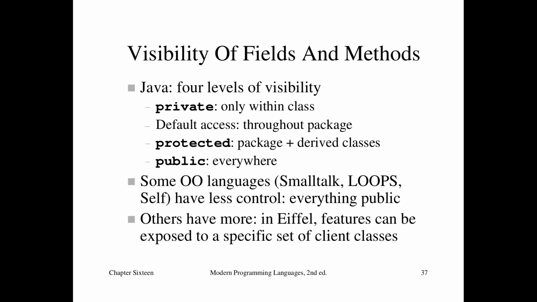And then Eiffel has more and different ways of doing it, so features can be exposed to a specific set of client classes. This is very similar to the C++ friending construct.